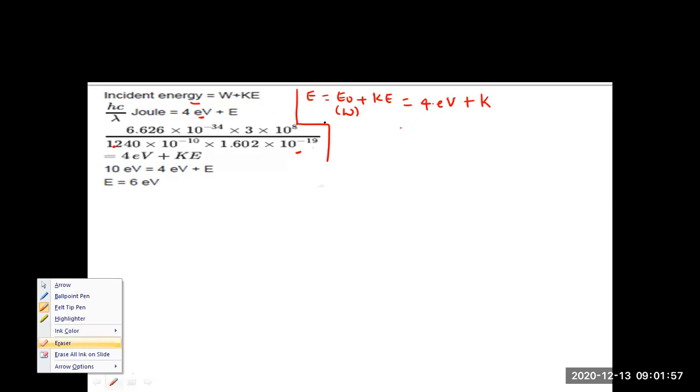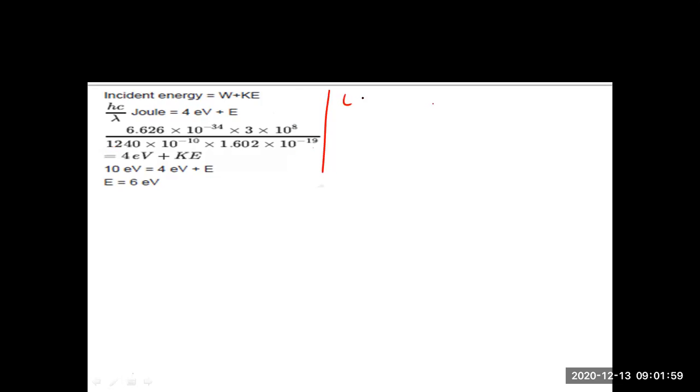Okay, let me go on. E is equal to E naught plus kinetic energy. E is nothing but h nu. E naught has been given as 4 electron volt. Kinetic energy, they have represented just as E. What is h nu? Nu is nothing but c by lambda, equal to 4 eV plus E. Okay. Let's substitute the values. Here you should know the left hand side will be in joules.